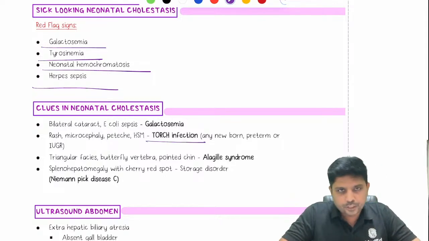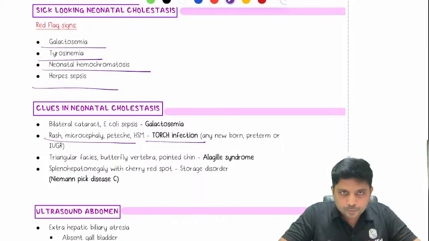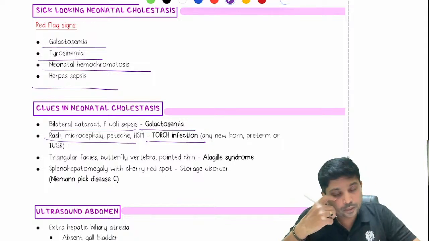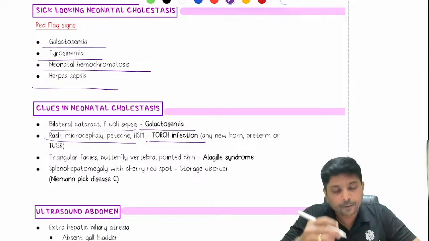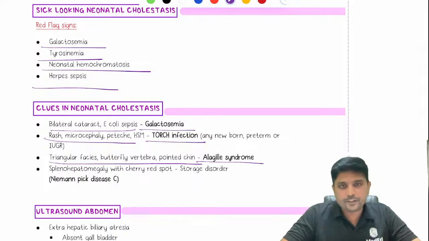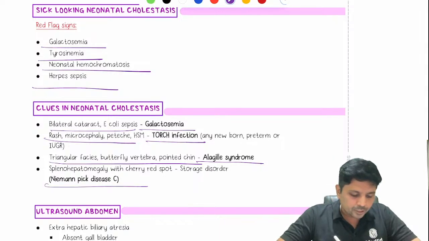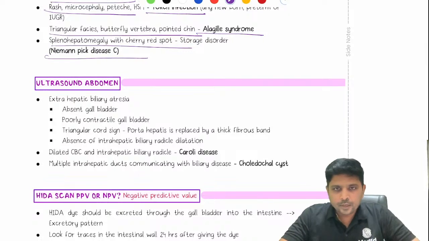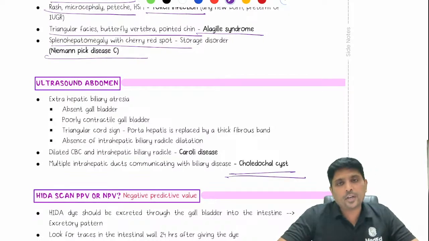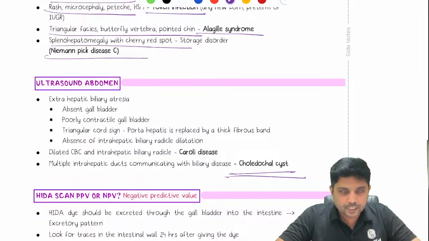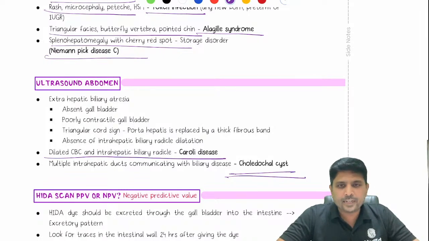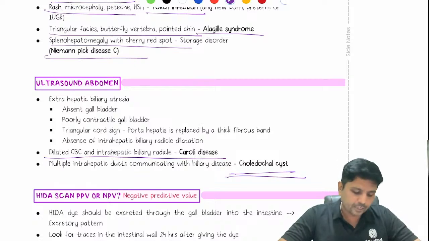For TORCH infection, the child will have rash, microcephaly, hepatosplenomegaly, petechiae, purpura. Galactosemia means E. coli sepsis. Alagille syndrome has butterfly vertebra and triangular face. In Niemann-Pick disease, you can have a cherry red spot. Ultrasound, as I told you already, you can see choledochal cyst, triangular cord sign in case of extrahepatic biliary atresia, and dilatation of intrahepatic biliary radicals, which occurs in Caroli's disease.